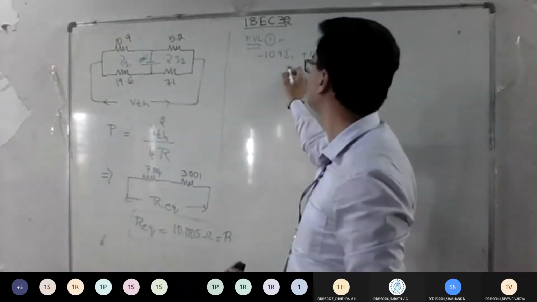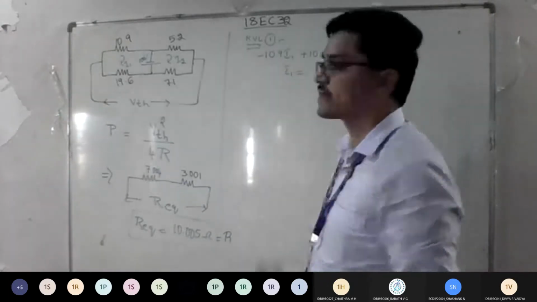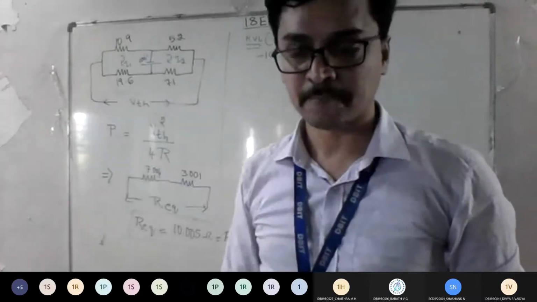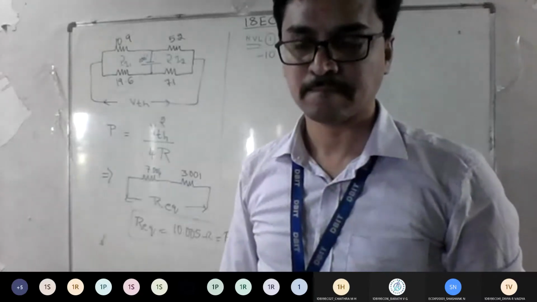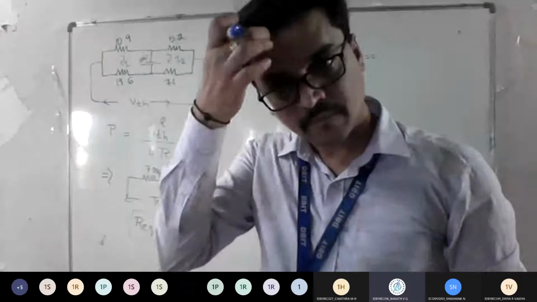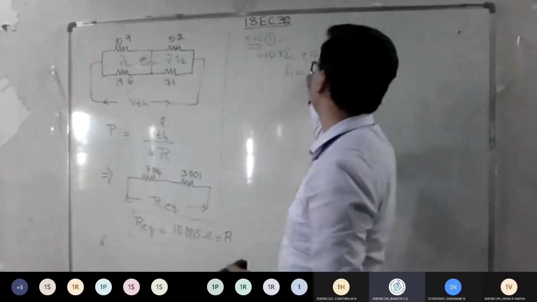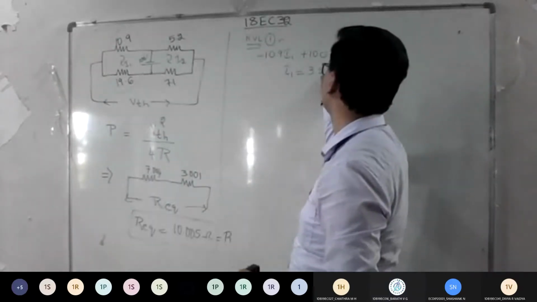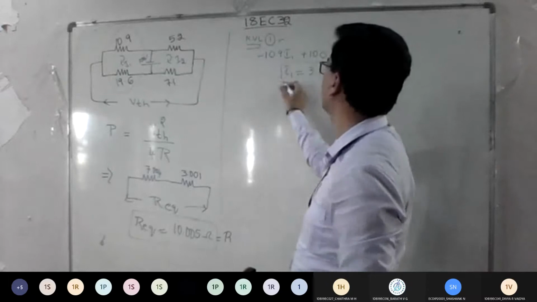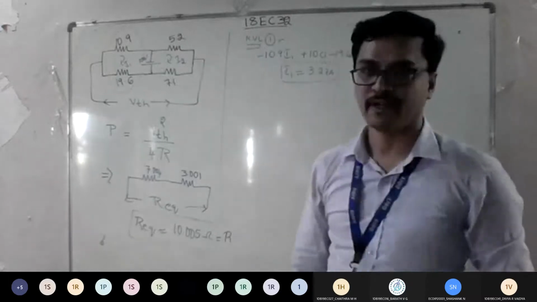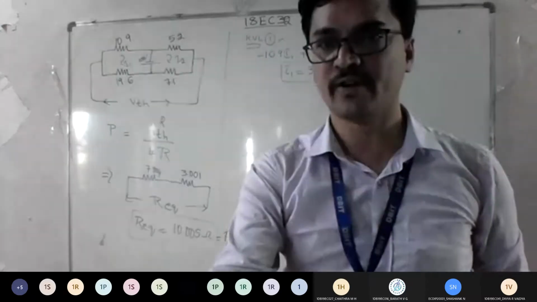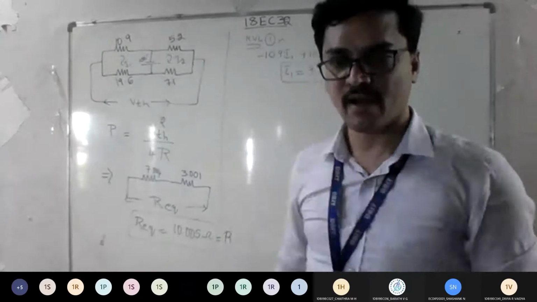Check out what is I1 now. How much here? 3.27 ampere, sir. 3.27. Okay, good. So you got one answer of I1. Fine. So same way you can apply for your next mesh also.